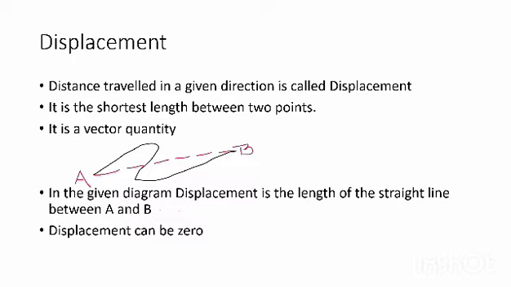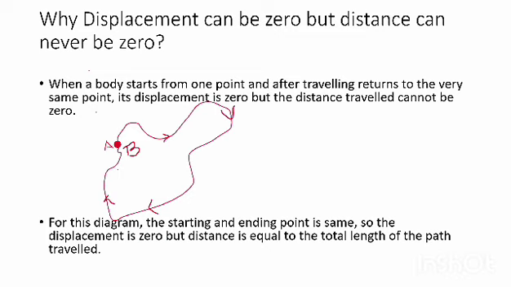Here I've explained why displacement can be zero but distance can never be zero. This is a very vital question. You will definitely come across this question in your school or in your exams. Surely this question is going to come. What they say is that when a body starts from one point and after traveling returns to the very same point, its displacement is zero, but the distance traveled cannot be zero.